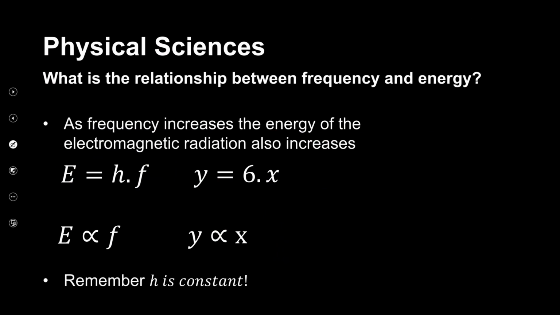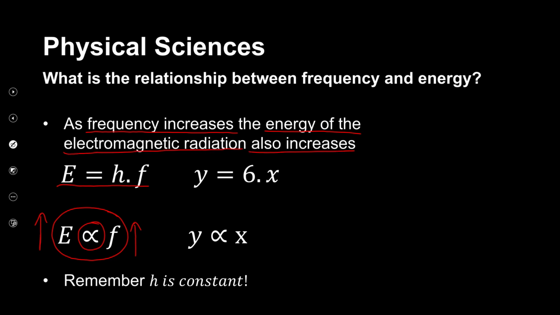So from this equation, E is equal to h times f, we can see that the energy is proportional to the frequency. Don't worry about this symbol here. It just means that the two variables are proportional, i.e., as the energy increases, the frequency has to increase at the same time. So we say, for the relationship between frequency and energy, that as the frequency increases, the energy of the electromagnetic radiation also increases.